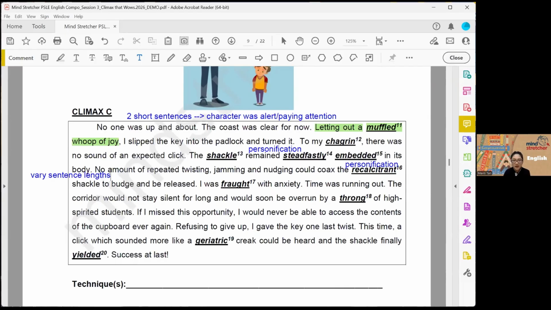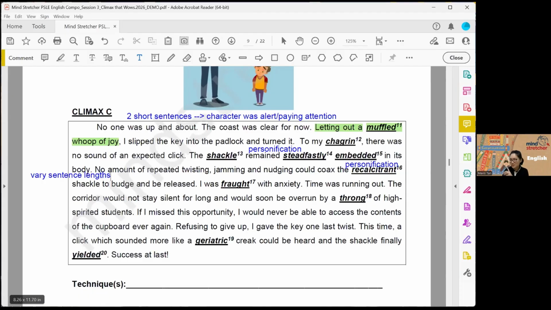This time, a click, which sounded more like a geriatric creak. What's a geriatric creak? You know, old people would say that their bones are creaking. Or when you have an old door hinge, it goes, "Ee." Yeah, that's a creak. So geriatric creak. Again, it is giving this lock a human-like quality, as if it's an old person and it's finally opening up itself, okay, the shackle. And the shackle finally yielded. That means it gave in.